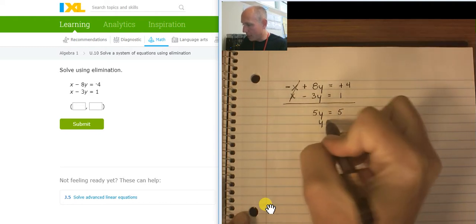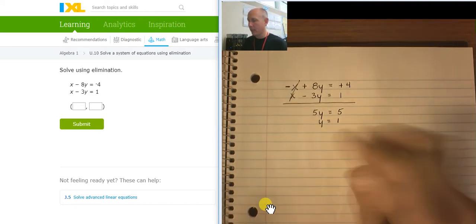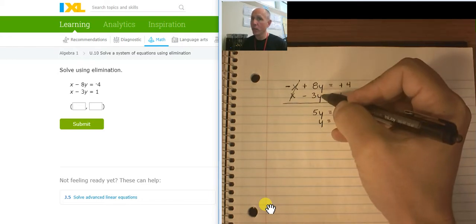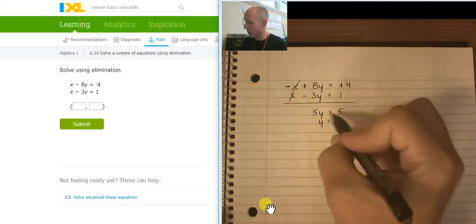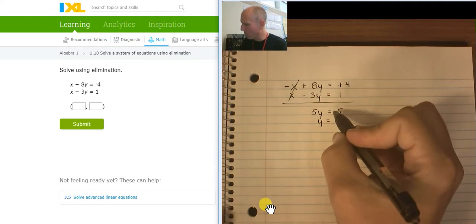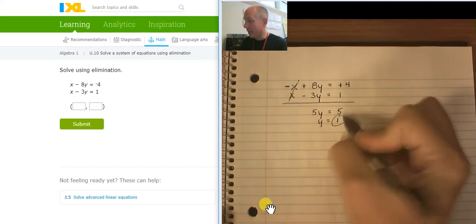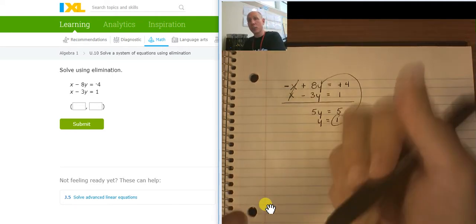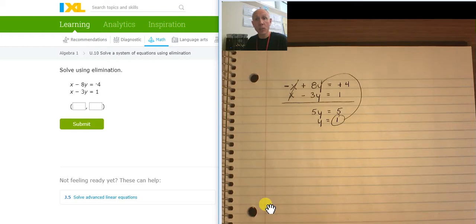So y equals 1. I'm going to take that y, and I'm either going to put it into the top equation or the bottom equation. It doesn't matter which one I substitute it into. I'm going to go with the top equation. And it doesn't matter if you put it into the top equation as it was originally or if you put it into the top equation as it is now.